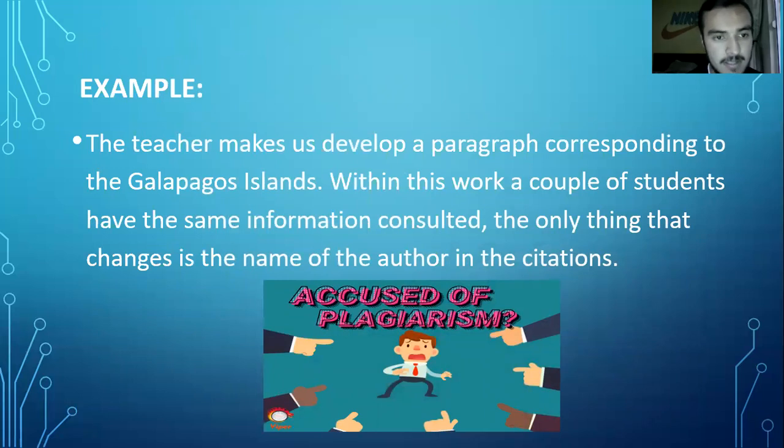The example that I have created is the following. The teacher makes us develop a paragraph corresponding to the Galapagos Islands. Within this work, a couple of students have the same information consulted. The only thing that changes is the name of the author in the citations. What does it mean? That the student is going to have a bad score or is wrong because he's copying just the same as the classmate and just changes the author. It doesn't mean anything of investigation, of research.